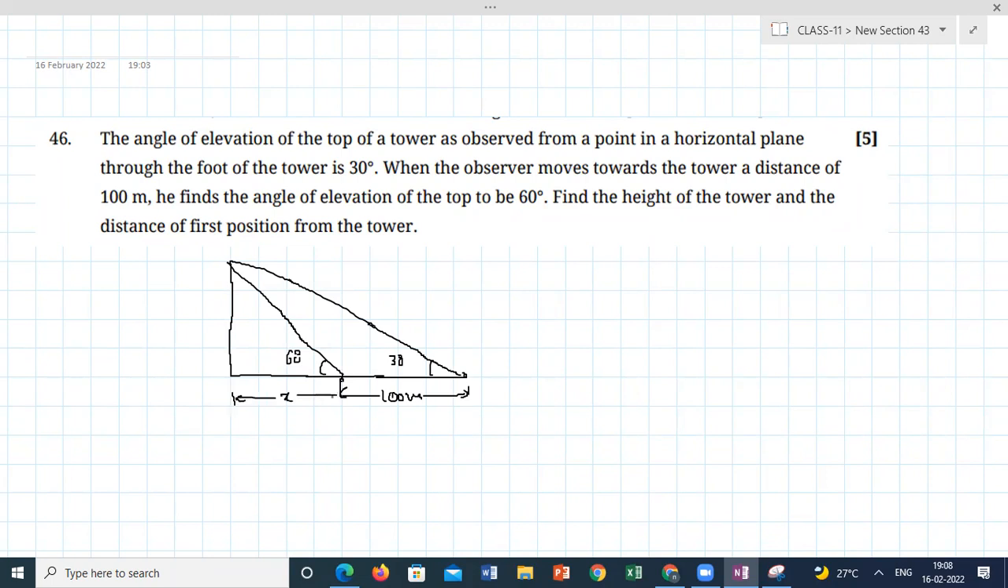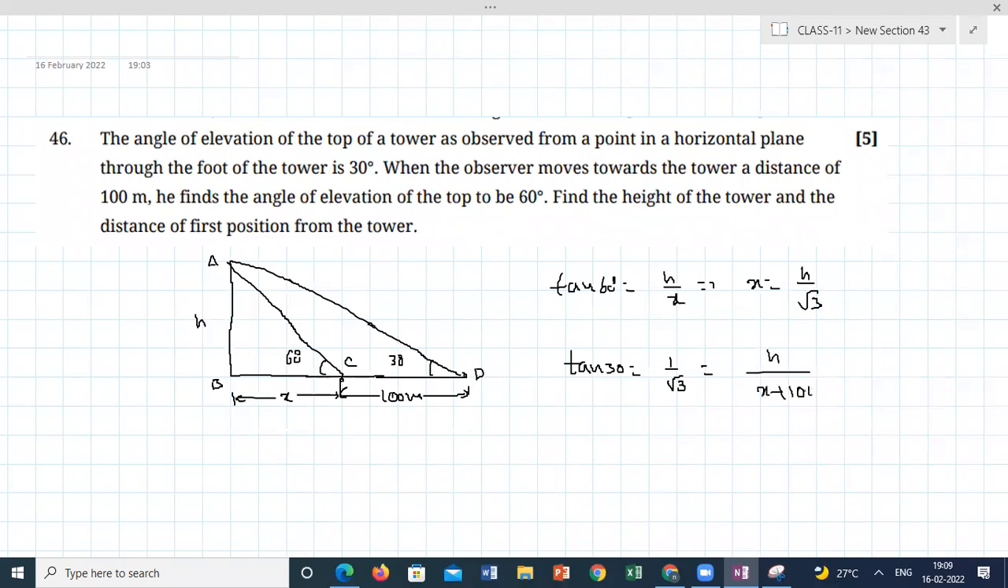I'm assuming this length is x and this is h. A, B, C, D are the points; initially he is at D and moved to C. So he's asking the h value, same as the previous question. This is a diagram you can draw. So tan 60 will be equal to h by x. From here x is equal to how much? h by root 3. So tan 30 is equal to 1 by root 3, which is equal to h by x plus 100. Substituting these values will give the h value first. Once you get the h value, the x value you can also calculate.